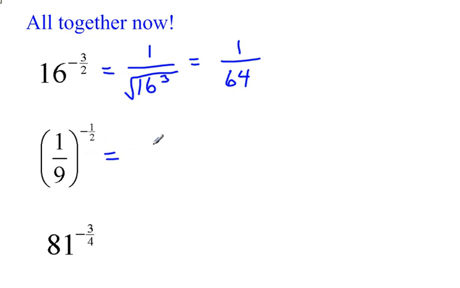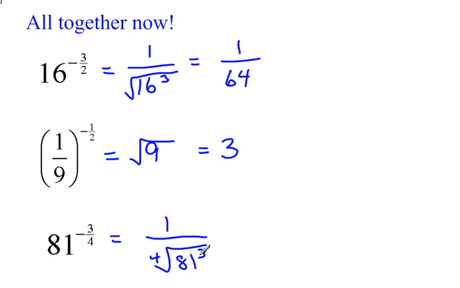Again, I'm going to flip it. So I've got 9 to the 1/2, which is a square root, which is simply 3. And then one more. Here we go. I've got, let's see, 1 over the 4th root of 81 cubed. Now, a good trick for a 4th root is that a 4th root is really 2 square roots. So you may say, well, I don't have my 4th powers memorized, but if I take the square root twice, I get there. So the square root of 81 is 9, the square root of 9 is 3, 3 cubed is 27. And there's my answer, 1 over 27.